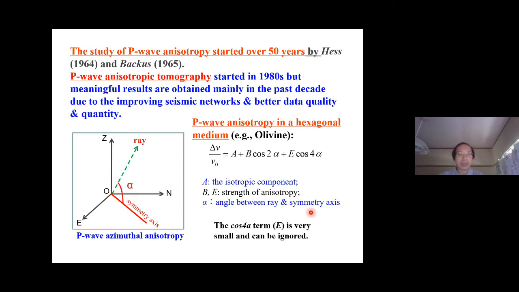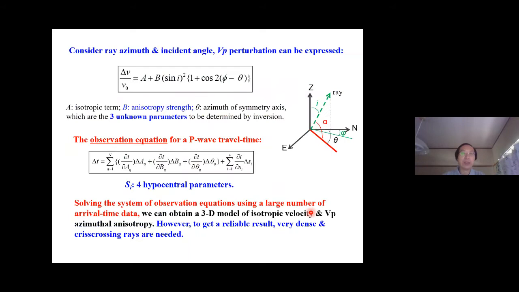Considering ray azimuth and incident angle, the P wave velocity perturbation can be expressed by this equation. Here, A is an isotropic velocity term, B represents anisotropy strength, and C is the azimuth of the symmetry axis. So these are the three unknown parameters which can be determined by inverting travel time data.